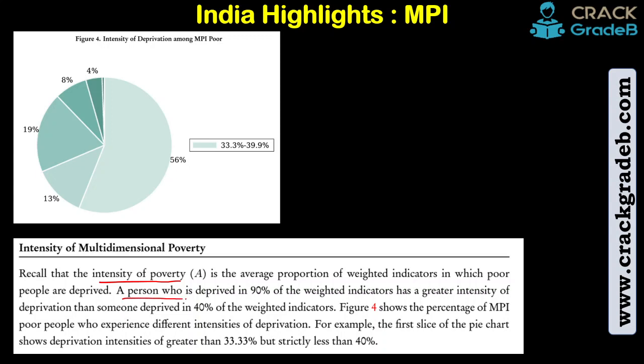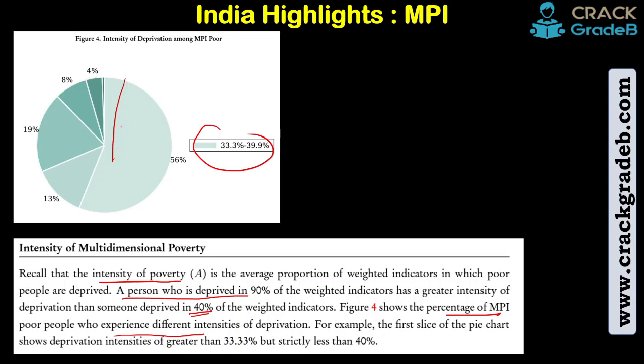So how people are deprived of different needs. A person who is deprived in 90% of the weighted indicators has a greater intensity of deprivation than someone deprived in 40% of the weighted indicators. Okay, so this figure shows the percentage of MPI poor people who experience different intensities of deprivation. For example, the first slice of the pie chart shows deprivation intensity of greater than 33% but strictly less than 40%. This one.